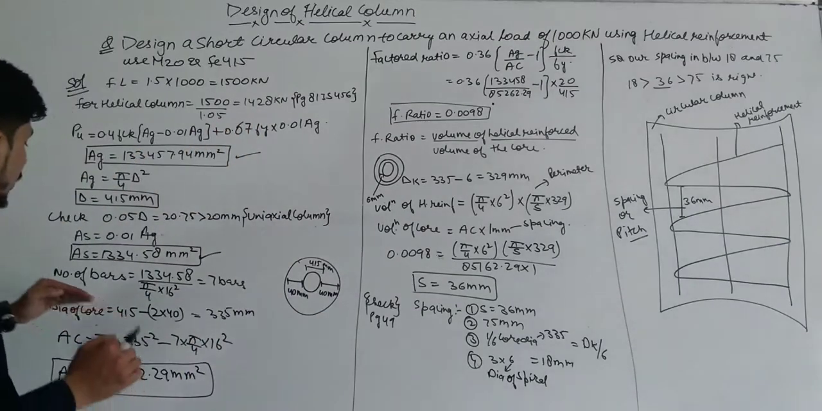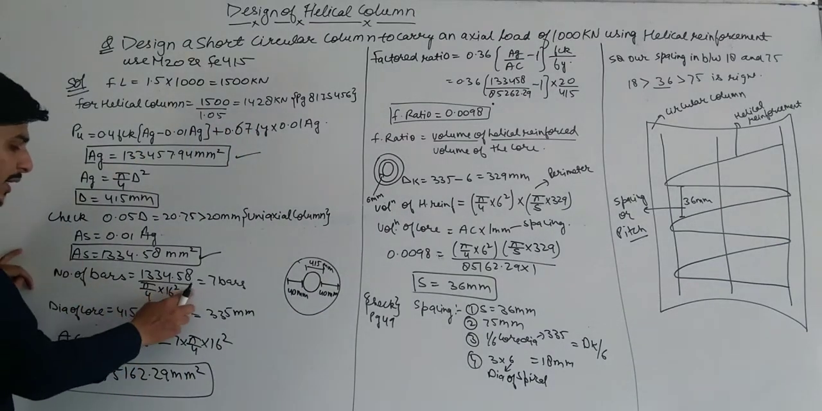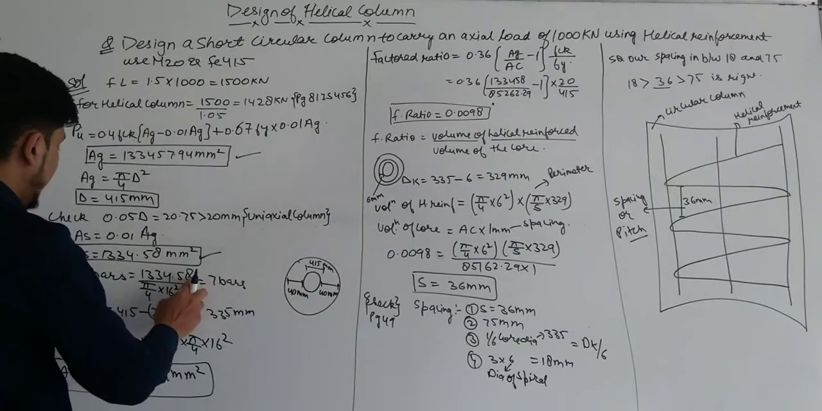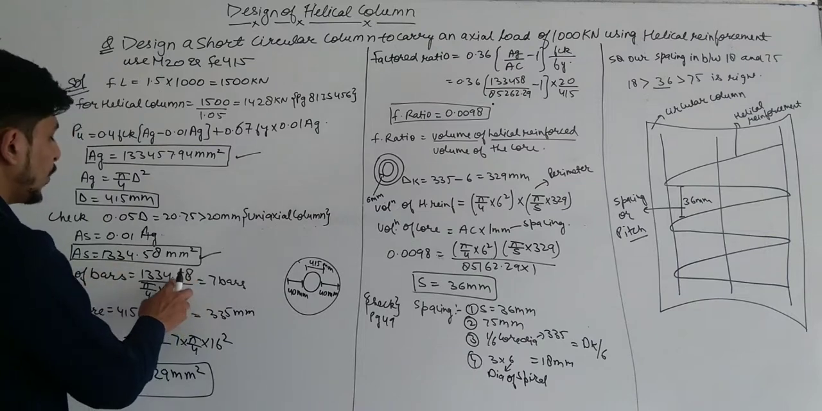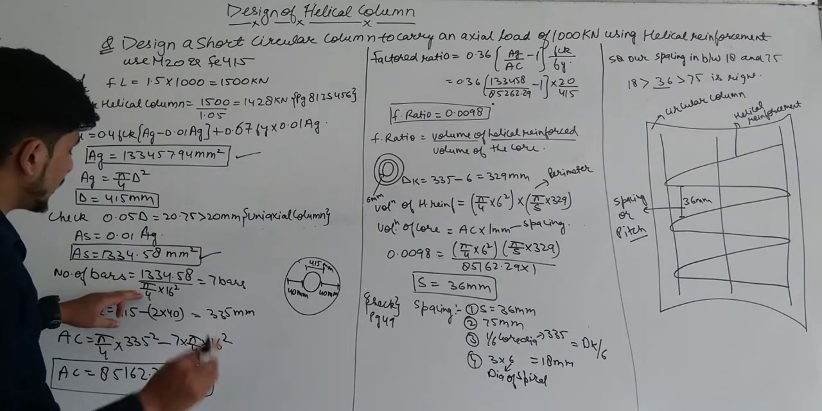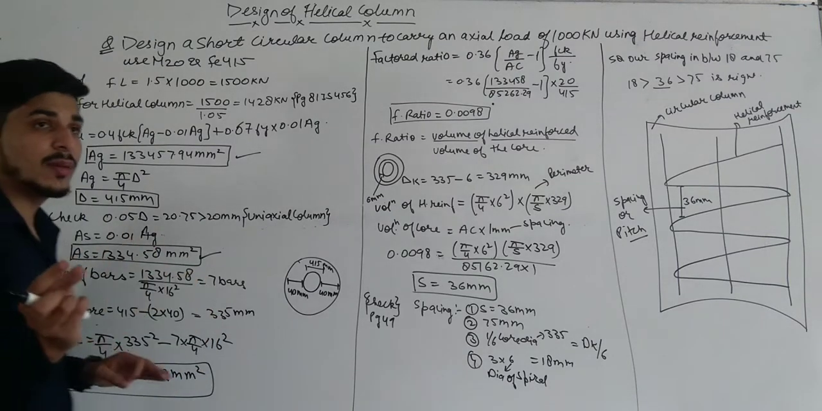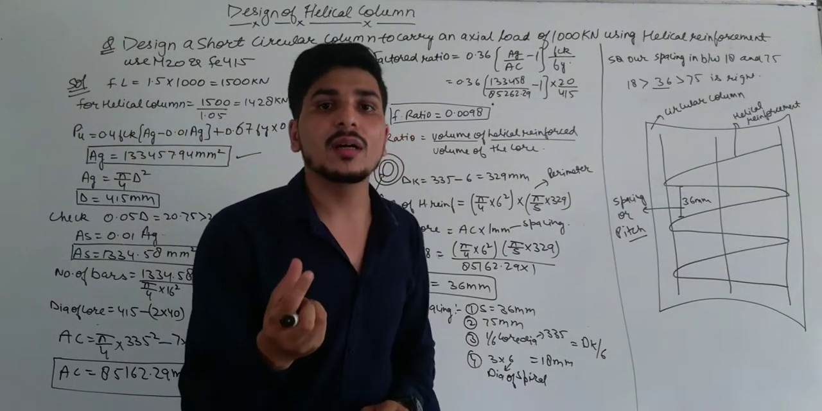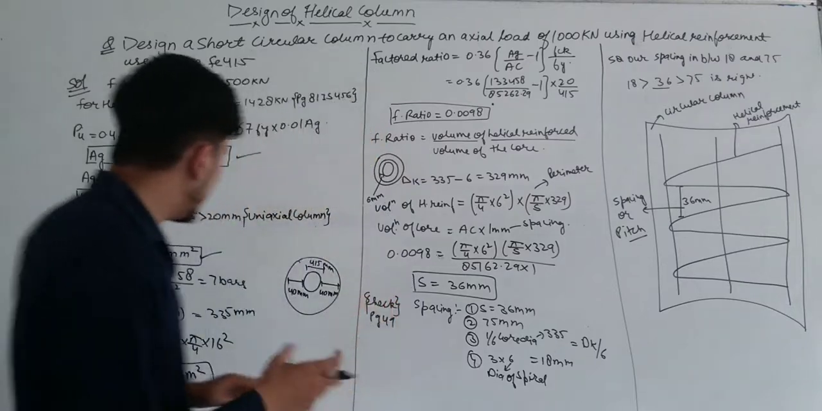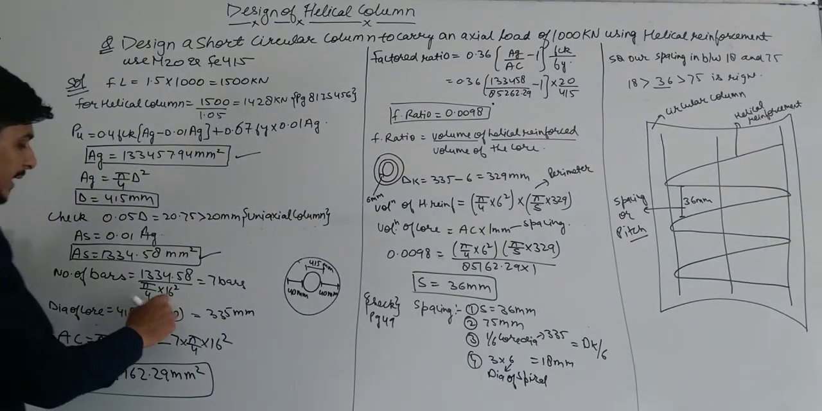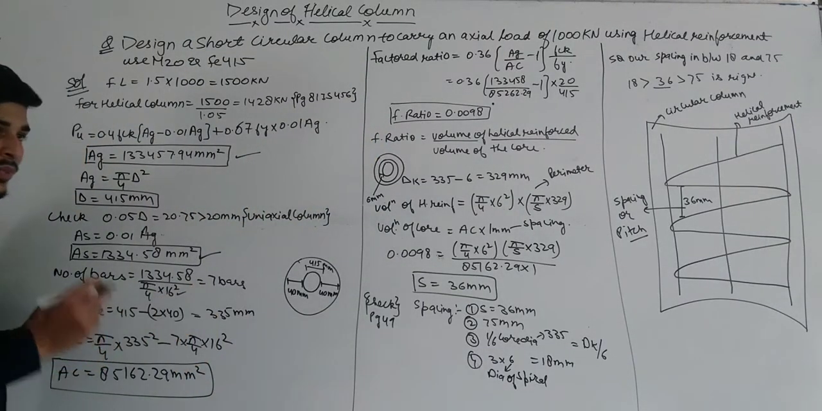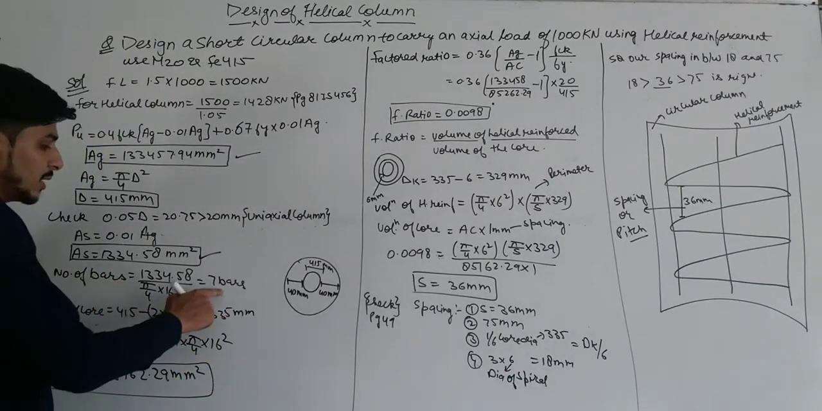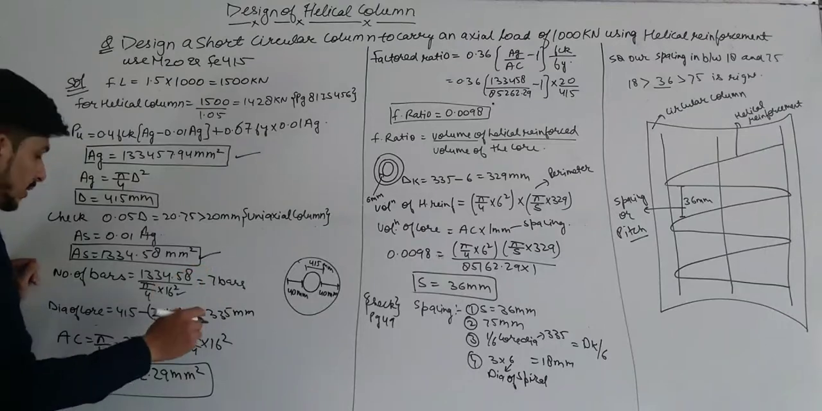The formula for the number of bars is As upon the area of one steel bar. As is 1334.58, divided by the area of a steel bar. The area of the circle is pi by 4 d square. We apply 16 mm diameter steel bars. So from here the number of bars is 7 bars.